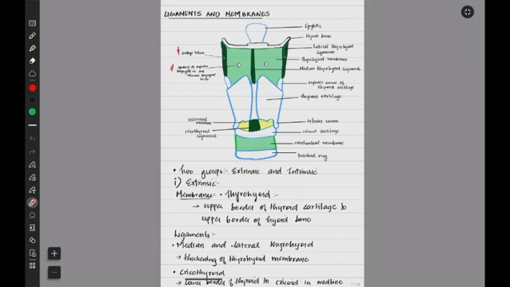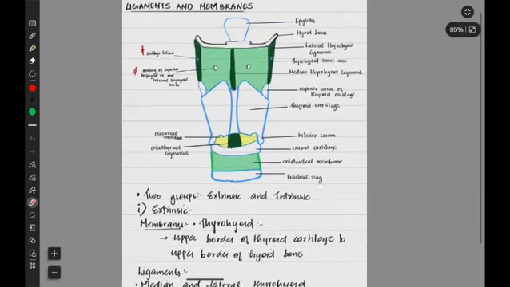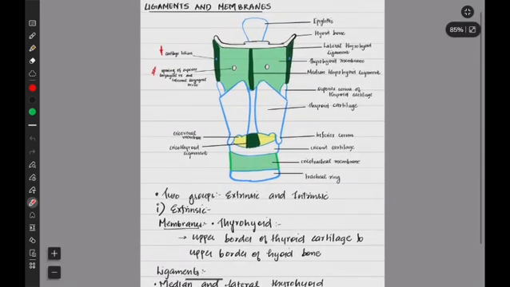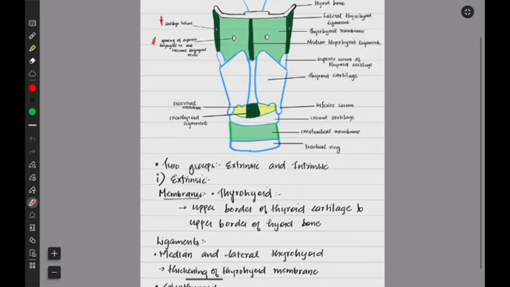The next is about the ligaments and membranes. Ligaments and membranes are mainly divided into two groups: the extrinsic ligaments and membranes, and the intrinsic ligaments and membranes. For the extrinsic ligaments and membranes, first of all we have to speak about the thyrohyoid membrane.